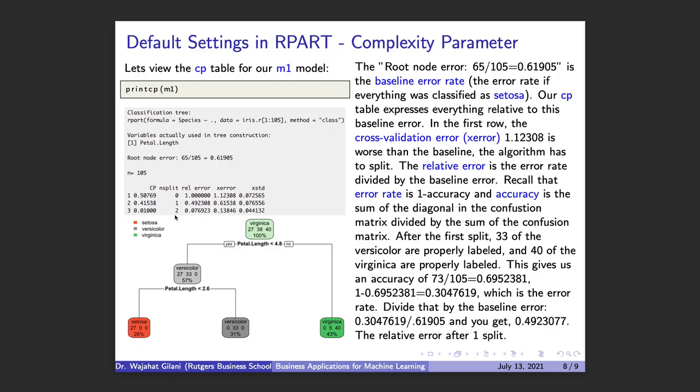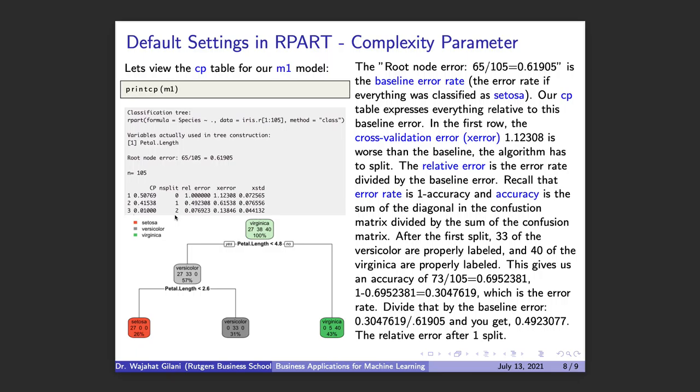I should take this opportunity to tell you that rpart strictly does binary trees, univariate. So it does what we call univariate splits. It doesn't do multivariate splits. Again, that's how rpart implements classification and regression trees.